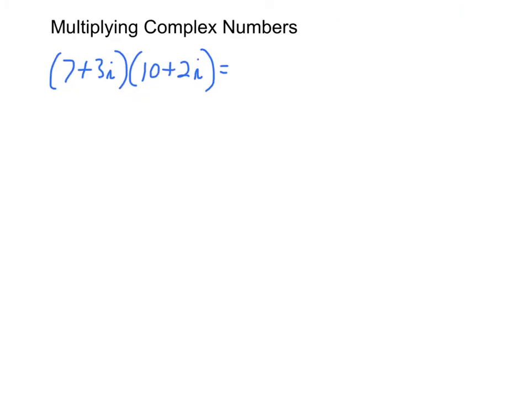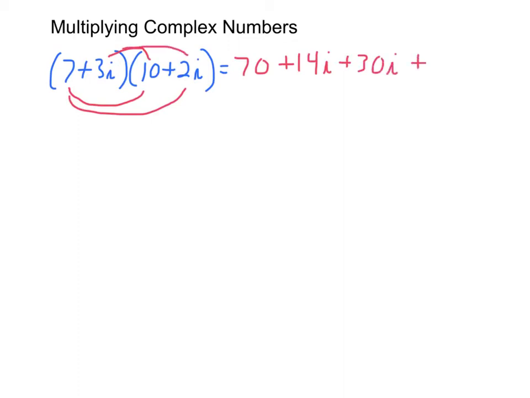Okay, in this next example we have two complex numbers being multiplied together, 7 plus 3i times 10 plus 2i. Now if this was algebra, you'd probably think to use the FOIL process, where you do your firsts, outers, inners, and lasts. And that is what we're going to do here. So we'll do 7 times 10, that's 70. And then our outers, so 14i, so plus 14i. And then the inners, so plus 30i. And then the lasts, so plus 6i squared.